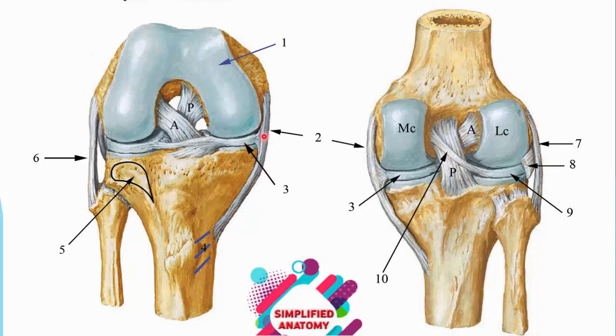Tibial collateral ligament is firmly attached to the medial meniscus, but lateral collateral ligament separated from the lateral meniscus by this tendon, which is popliteus tendon. Number 4, this area give attachment to SGS, sartorius, gracilis and semitendinosus. And this, number 5, lateral condyle of the tibia give attachment to iliotibial tract.